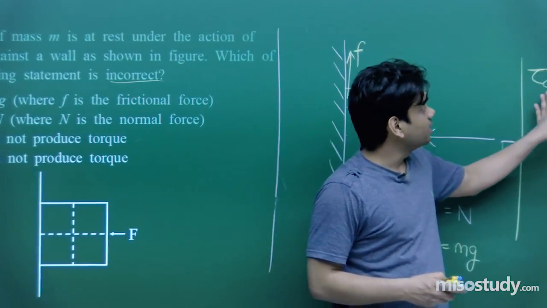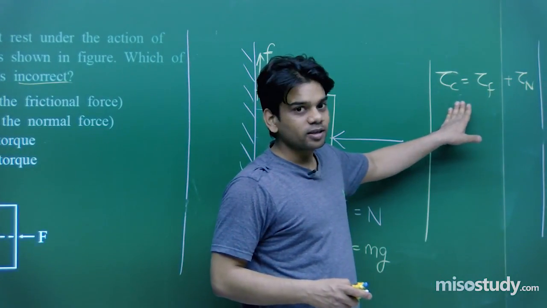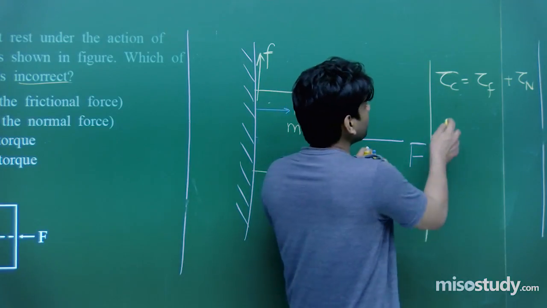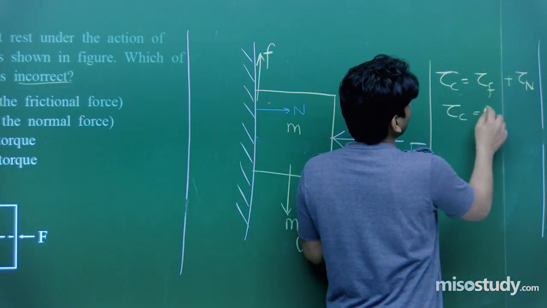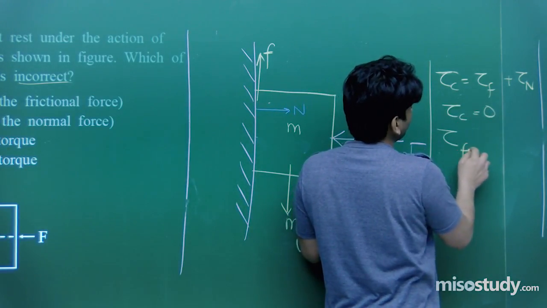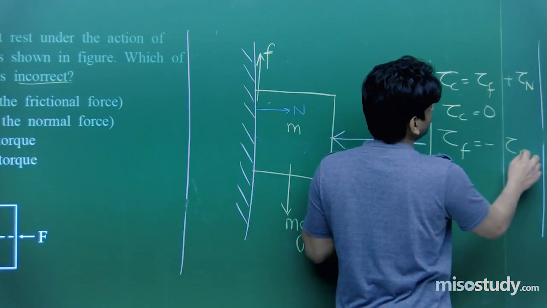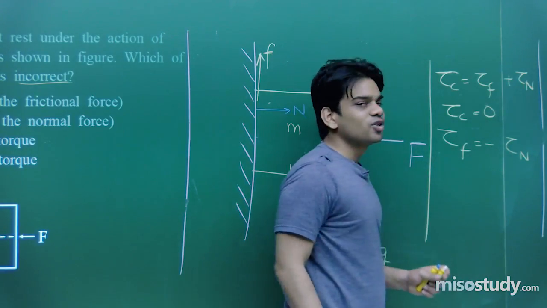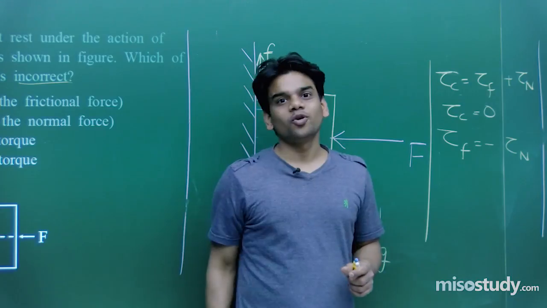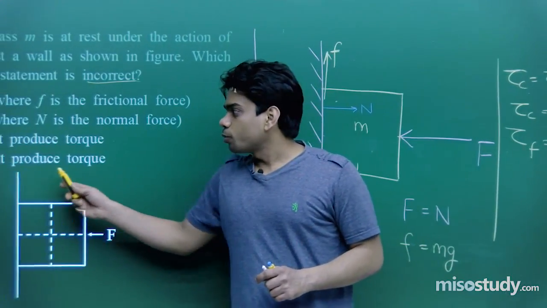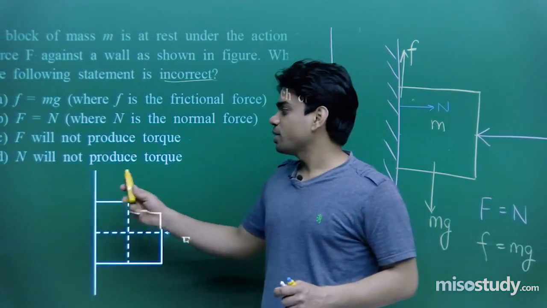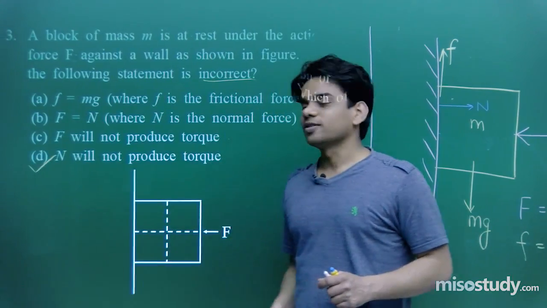But we know that, now see, torque about this point. Let's see this equation. Torque about C comes out to be 0. That means torque due to F should be equal to minus of torque due to N. Both will be having torque. That means there will be some torque due to normal reaction. That means N will not produce torque is the incorrect statement. Hence, you have to mark this as the answer.